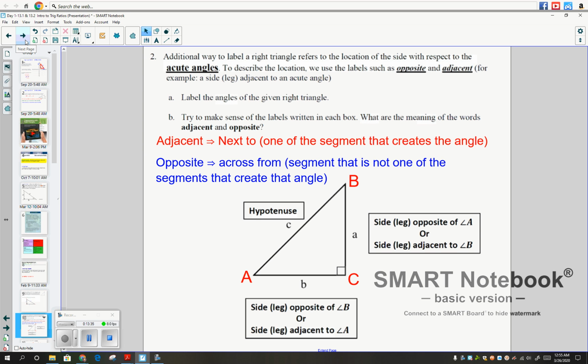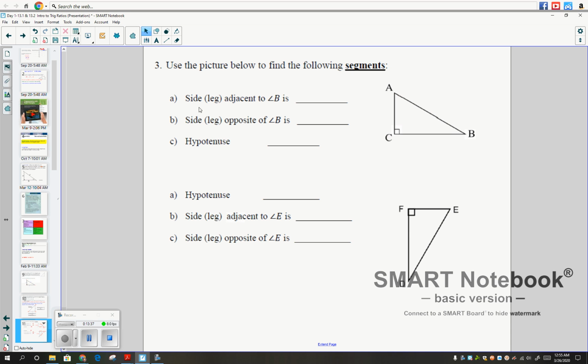So we're going to look at some examples here. We want to identify the side or leg that is adjacent to B, and the side or leg that is opposite of B. Well, I want to start out by identifying my reference angle. Because the angle I'm talking about here is angle B, I'm going to call angle B my reference angle. I always then start with which side is the hypotenuse. It's across from the right angle. Here's the right angle. Up here's my hypotenuse.